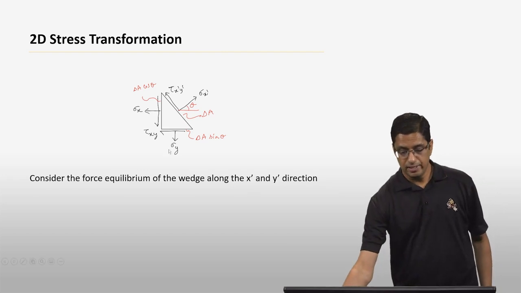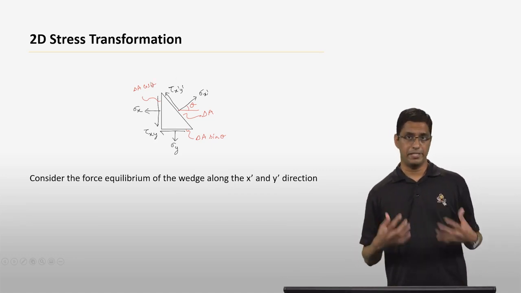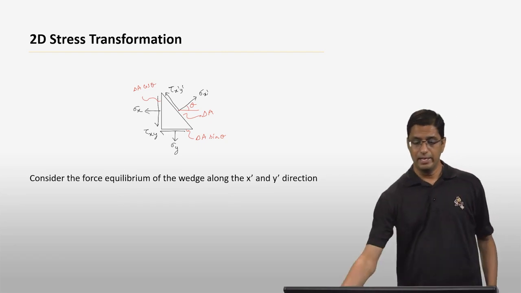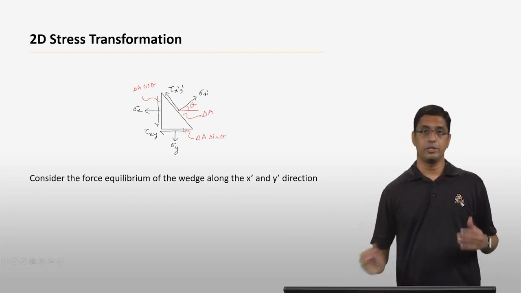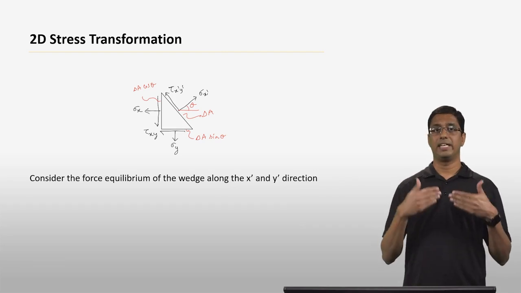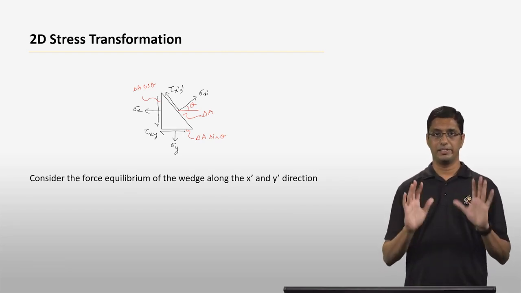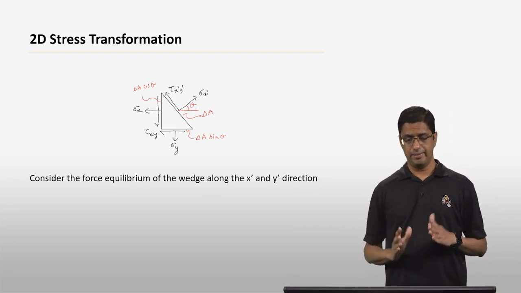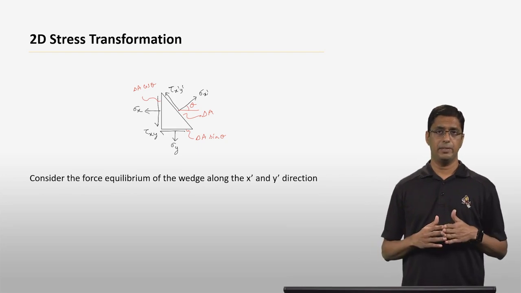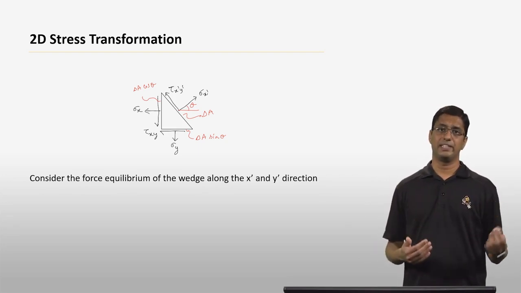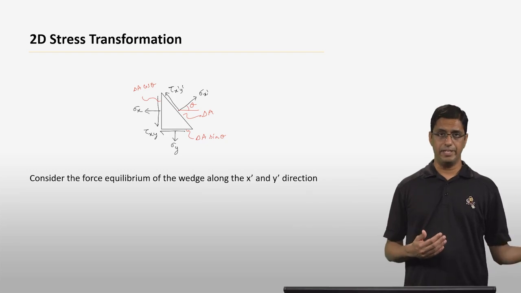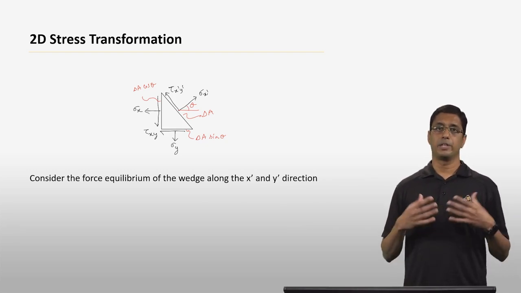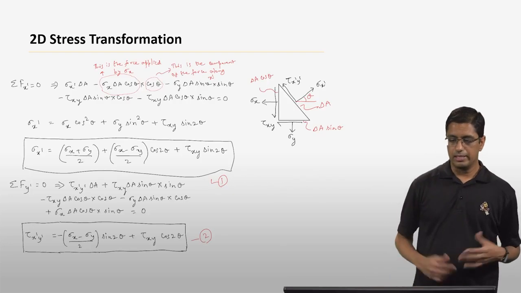Okay, so if this area is delta A sine theta, the area of this vertical face is going to be delta A cosine theta. This just comes from plain geometry. One thing I want you to keep in mind is that when I talk about this wedge, I assume that the wedge has a depth of delta z in the z direction, but this is just a 2D projection. Now we know the areas of the different faces of the wedge, and we are going to calculate the forces on the different faces and use those forces to compute the force equilibrium. Okay, so let's go about doing that.